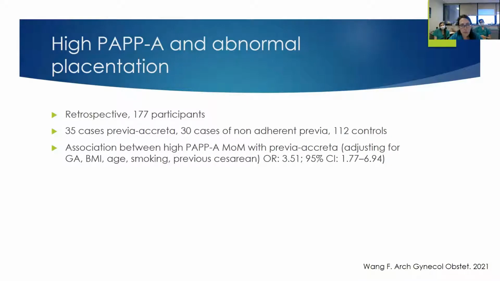This is another paper from 2021. It's a retrospective study, 177 participants. They had 3 groups: 35 patients with placenta previa accreta, 30 with non-adherent previa, and 112 controls. They also found an association between high PAPP-A MoMs and the patients that had the previa accreta. The odds ratio was 3.5.